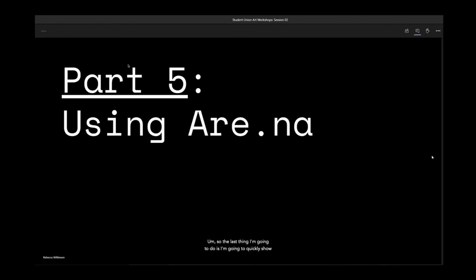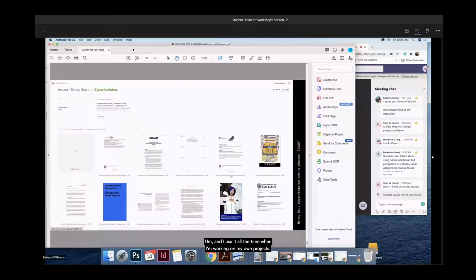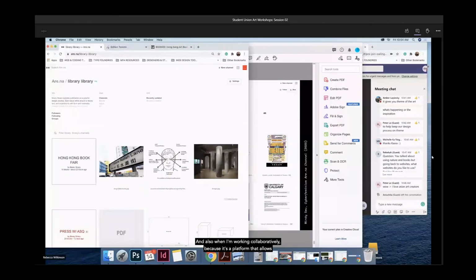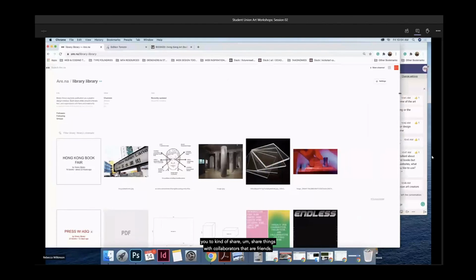So the last thing I'm going to do is quickly run you through a platform I really love called Arena. If you've ever used Pinterest, it works in a similar way, but it's way better. What's cool about Arena is you can share and save not just images, but also videos, PDFs, and links to full websites. I use it all the time when I'm working on my own projects and also when I'm working collaboratively, because it's a platform that allows you to share things with collaborators or friends.